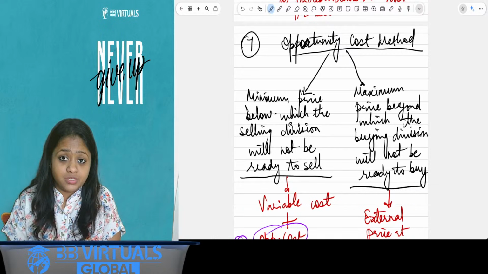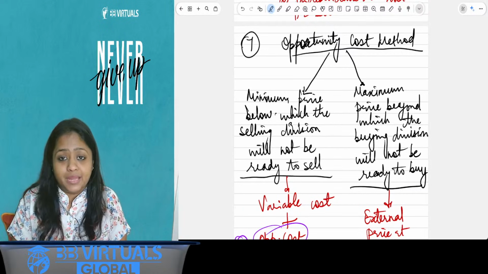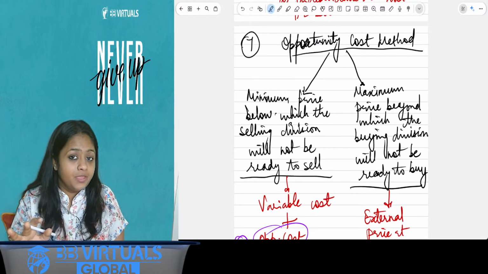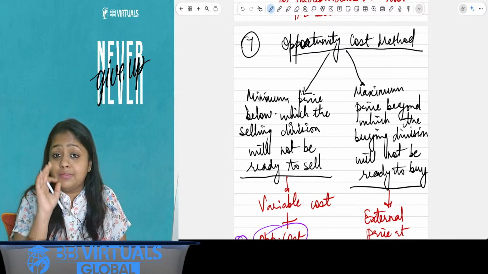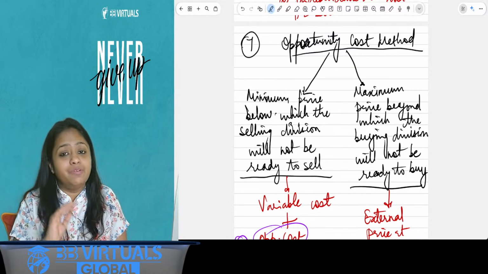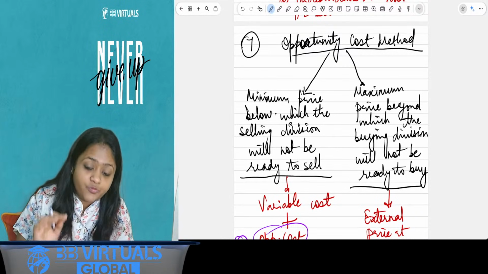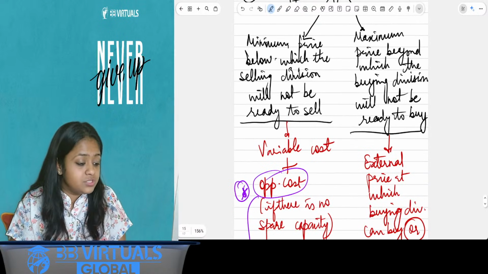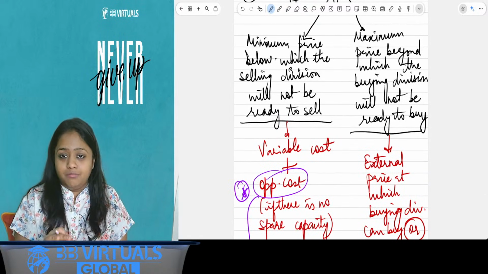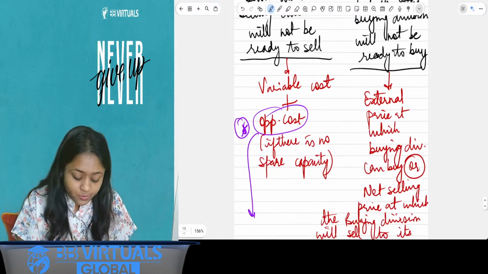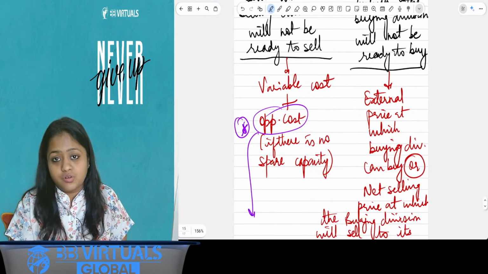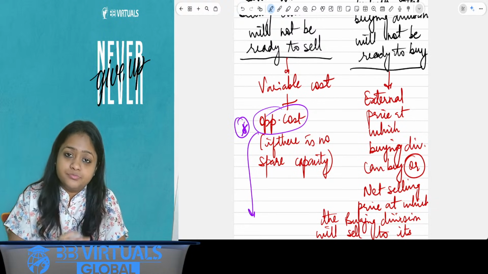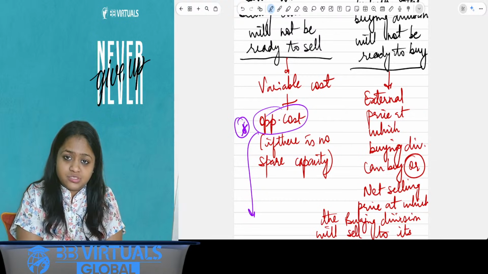And then comes the point that what is the minimum price below which selling division will not be ready to sell. And for buying division, what is that maximum price beyond which they will never be ready to buy? So we have to find out that here. Okay. Minimum price that the selling division would be needing, below which they will never be selling, is variable cost plus opportunity cost, right? Because they are not going for the next best alternative. So they are losing that contribution. So they would require that.